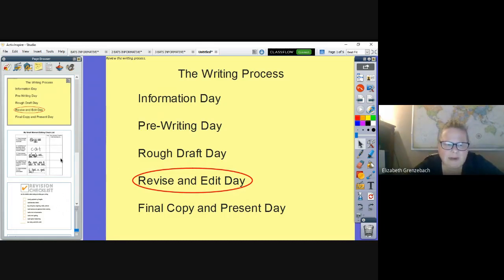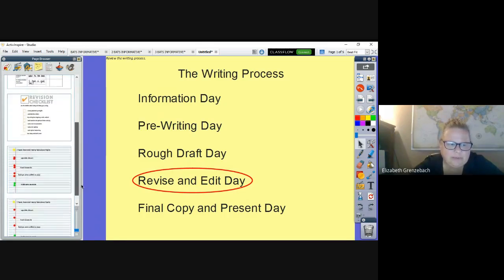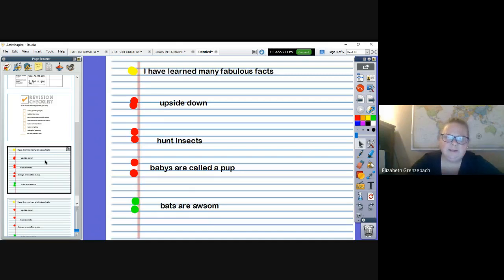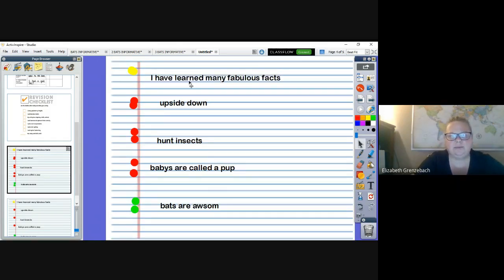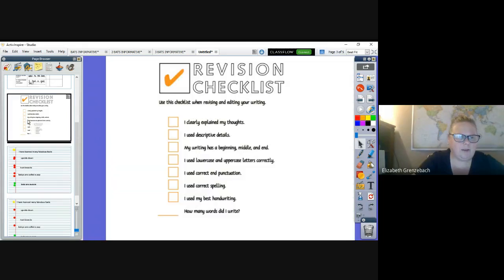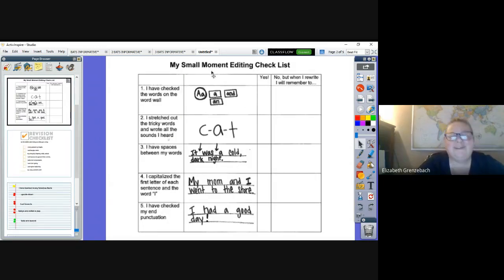So I'm going to give an example using this that I wrote from yesterday. And what I'm going to do is we'll just go back and forth, I guess. I clearly explained my thought. This is the revision checklist. This is not the one I want. This is the one I want. Okay. My small moment editing checklist.